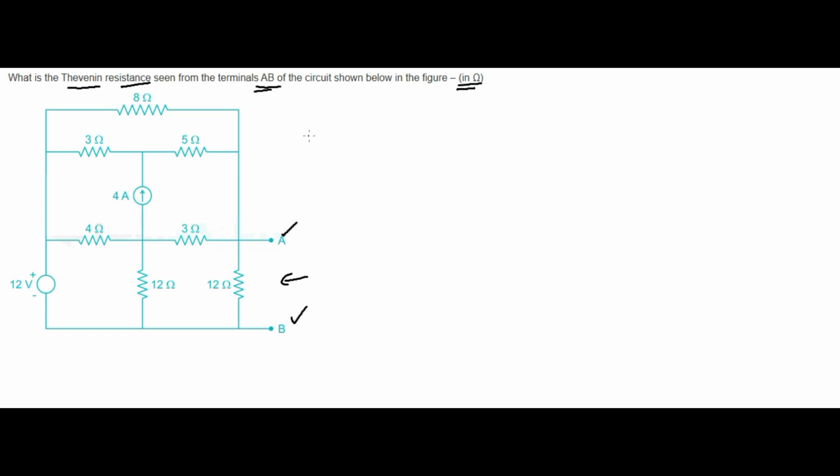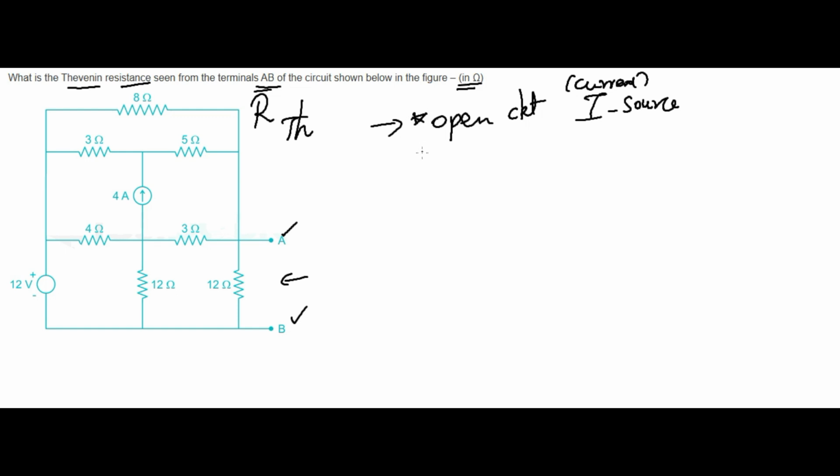What it means is, if you go for Thevenin's resistance, you first of all do two things: open circuit the current source, the I source. And the next main thing you want to do is short circuit the voltage source. So I can just make it over here the voltage.